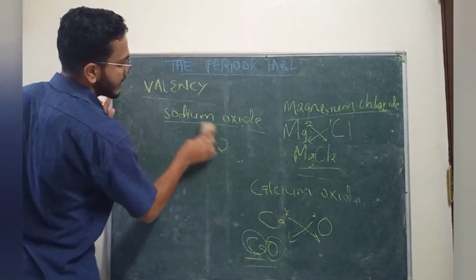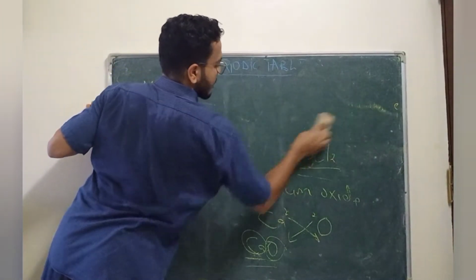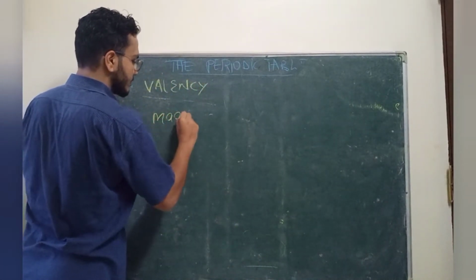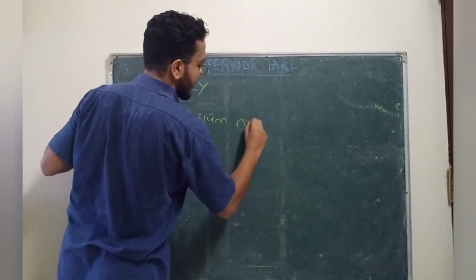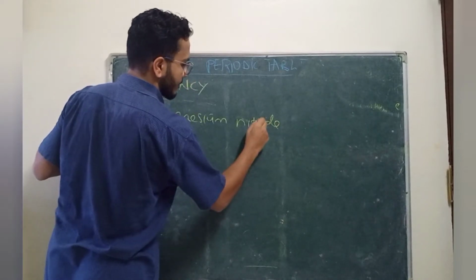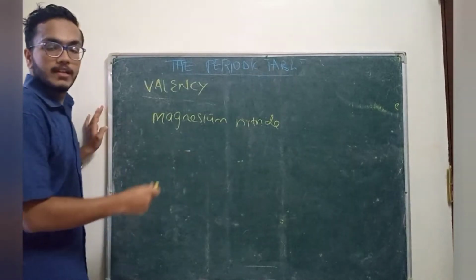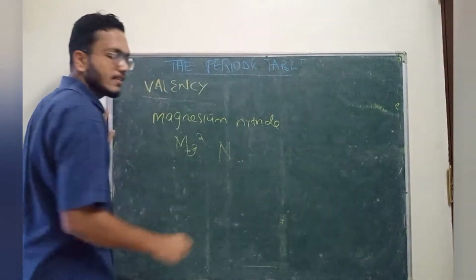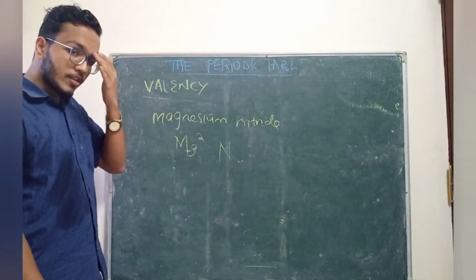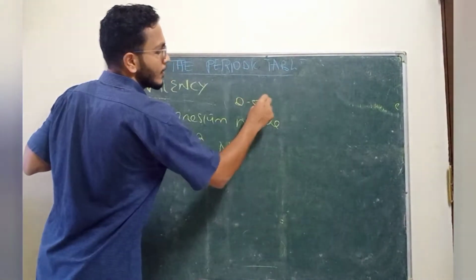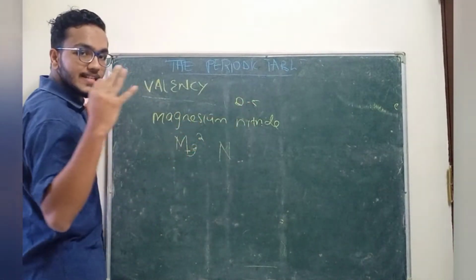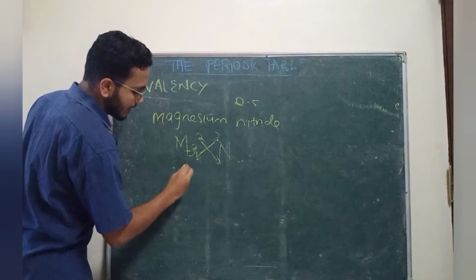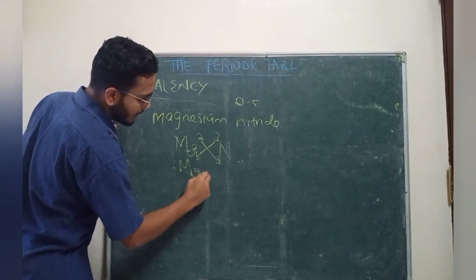Another example is magnesium nitride. Magnesium nitride is when magnesium reacts completely with nitrogen. So magnesium is valency 2, and what valency is nitrogen? Nitrogen being number 7 in the first 20 elements, its electron arrangement is 2,5. So for 2,5 to form 2,8, it gains 3 electrons. So it is valency 3. Magnesium valency 2, nitrogen valency 3. Then you cross these two. This gives you magnesium 3 and nitrogen 2.